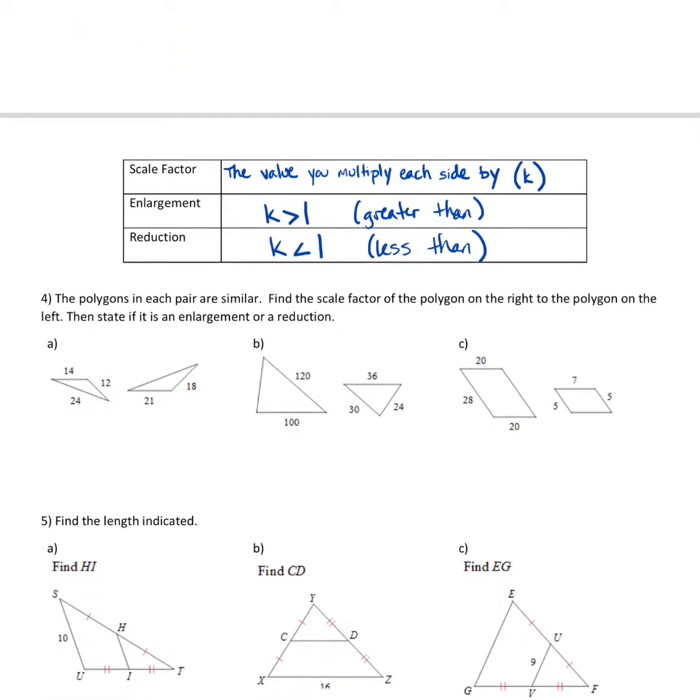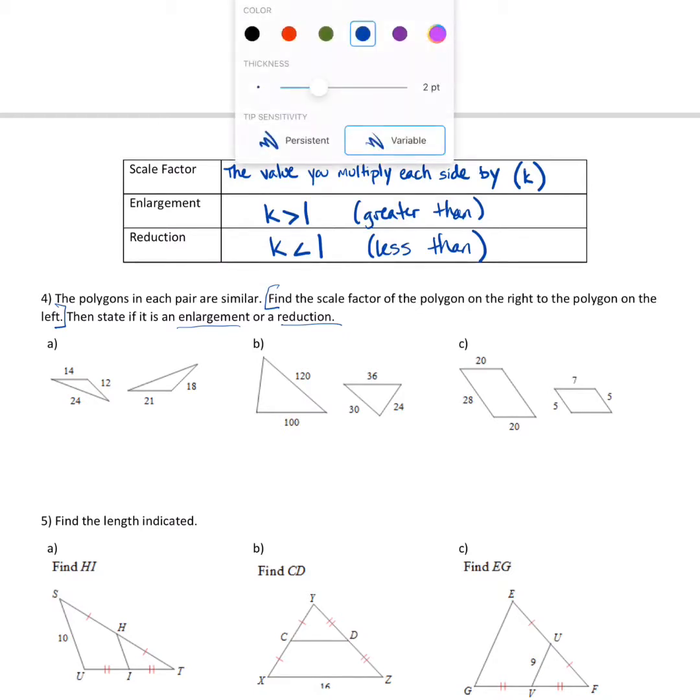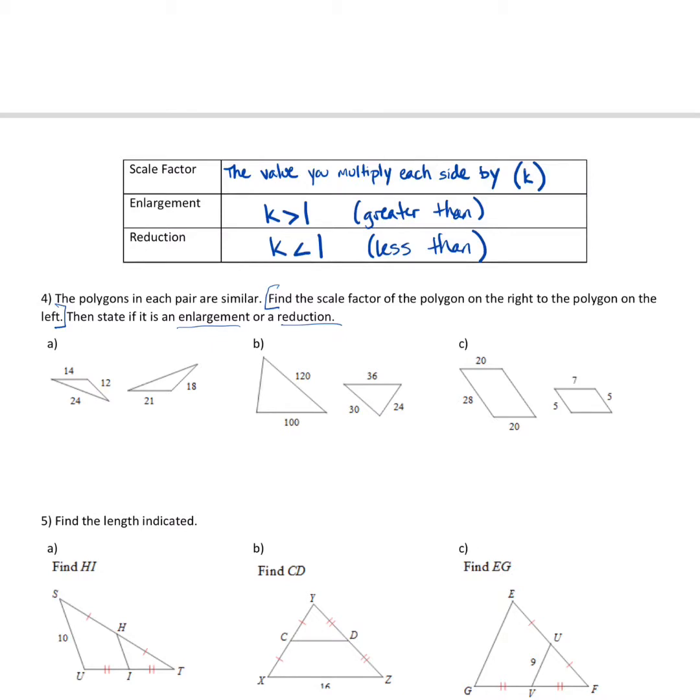So for this one, find the scale factor of the polygon on the right to the polygon on the left, then state if it's an enlargement or a reduction. So that means it wants to know, oh, this brings up a really good question. Wow, I'm so glad I put this in your notes. Notice there's no similarity statement. Well, here's something important to know.